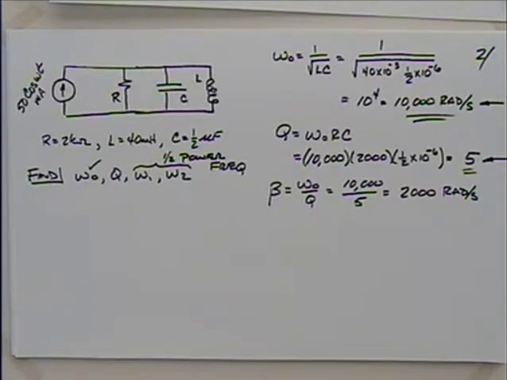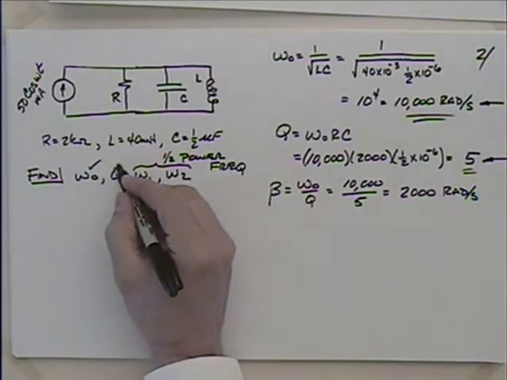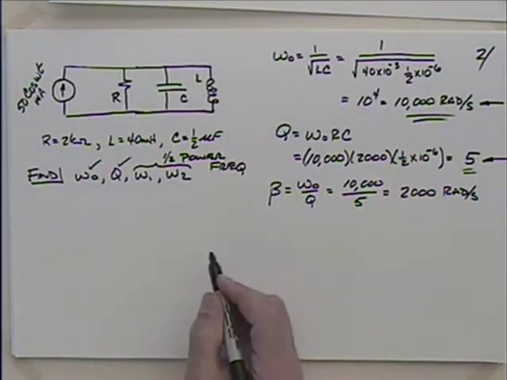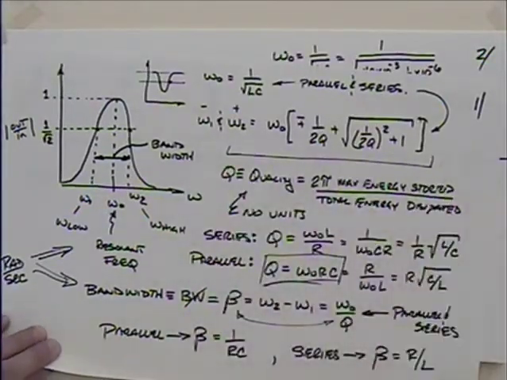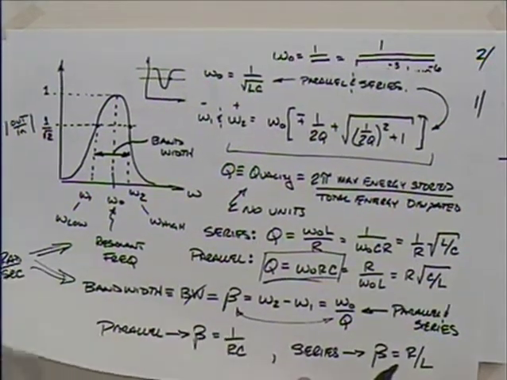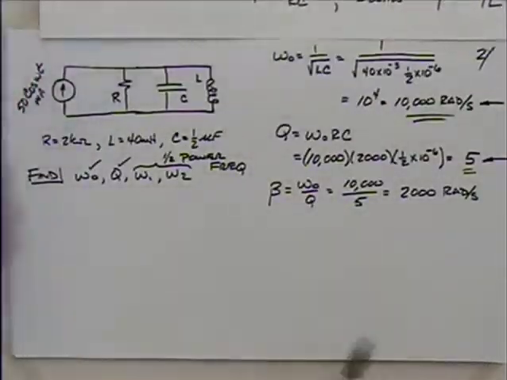Let's see, do we have everything to calculate omega 1 and omega 2? We've got the quality. Now we're looking for omega 1 and omega 2. Yeah, I think I'm just going to go up here and use this equation for my omega 1 and omega 2. All I need to know is the quality and omega naught to do that, and I have those pieces.